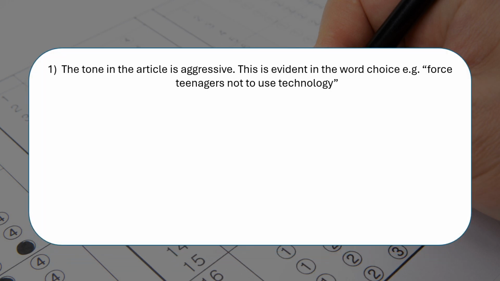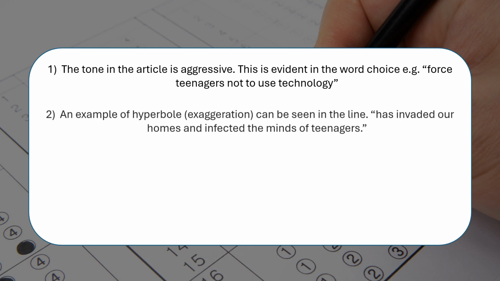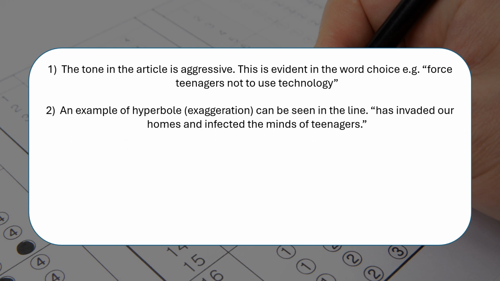So we have number 1 then: the tone in the article is aggressive. This is evident in a few different ways. If you look at the word choice, for example, it says things like "force teenagers not to use technology." An example of a hyperbole or exaggeration can be seen in the line "has invaded our homes and infected the minds of teenagers." That's a really good thing to use if you're really trying to overstate how important something is, and that's a really important thing to think about in your question 5.